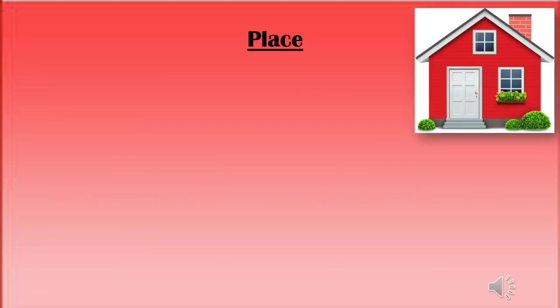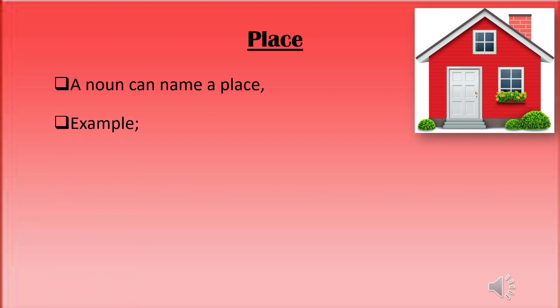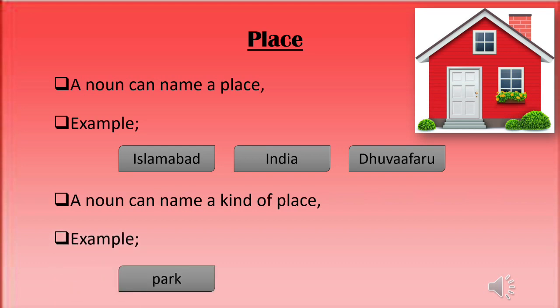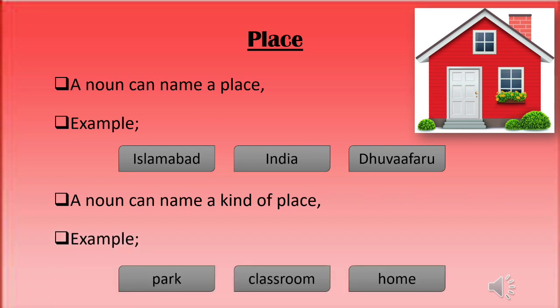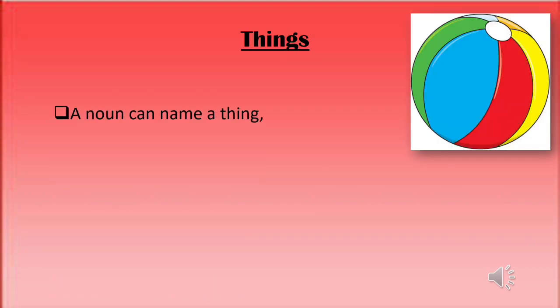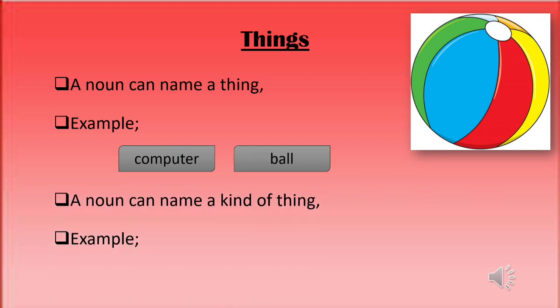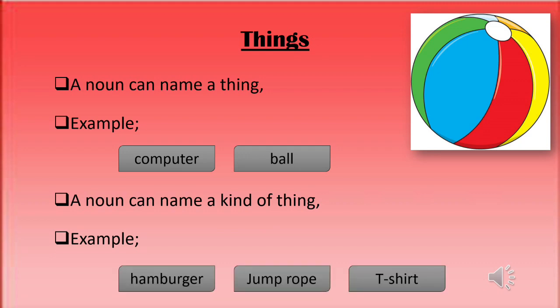A noun can name a place. For example, Islamabad, India, Dhuvaafaru. A noun can also name a kind of place. For example, park, classroom, and home. A noun can name a thing. For example, computer, bowl. A noun can name a kind of thing. For example, hamburger, jump rope, t-shirt.